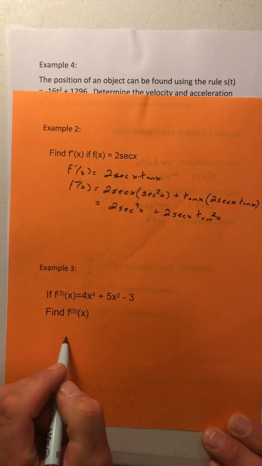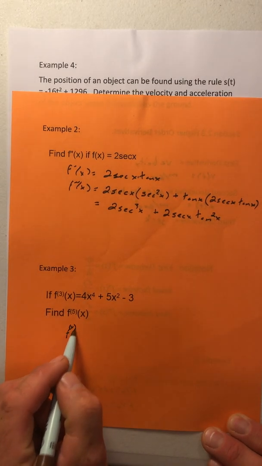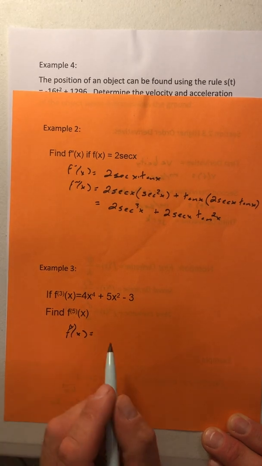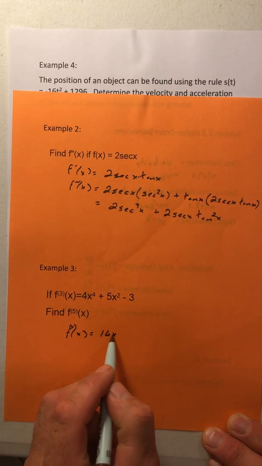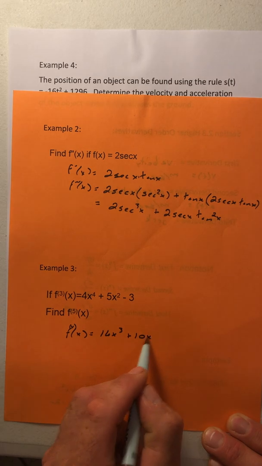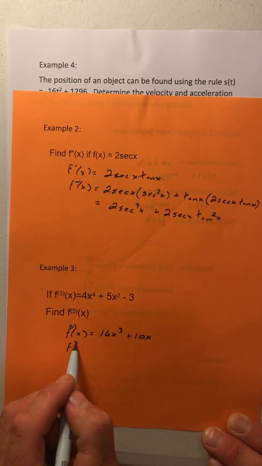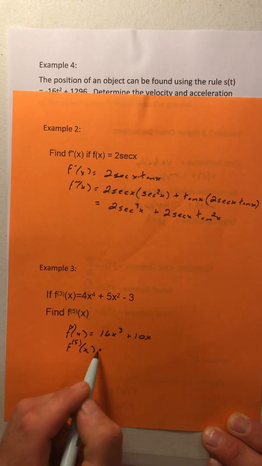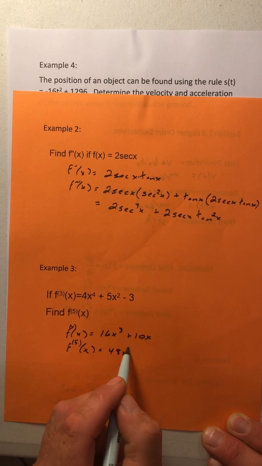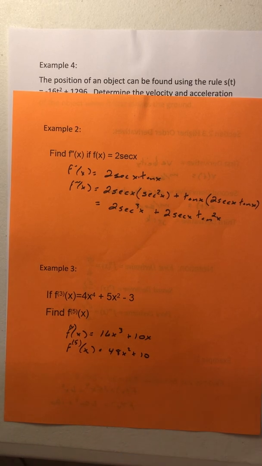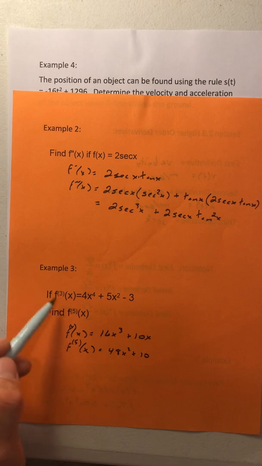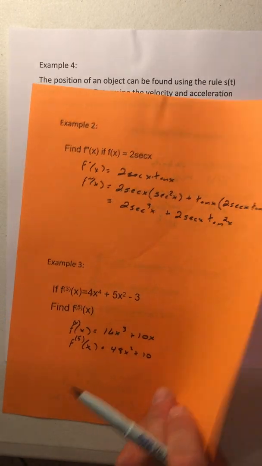In order to find the fifth derivative, we can go ahead and find the fourth derivative of x first. The fourth derivative of x is going to be 16x to the third plus 10x. And then our fifth derivative of x is going to be 48x squared plus 10. And that's all we have to do. So be careful with our notation as we get into some of our problems.